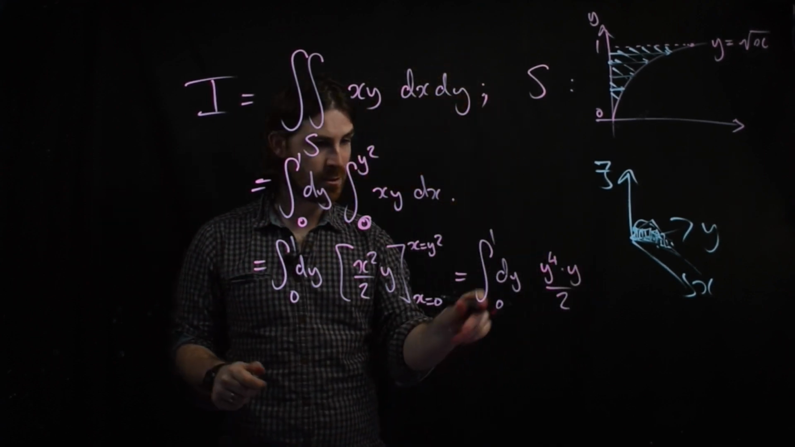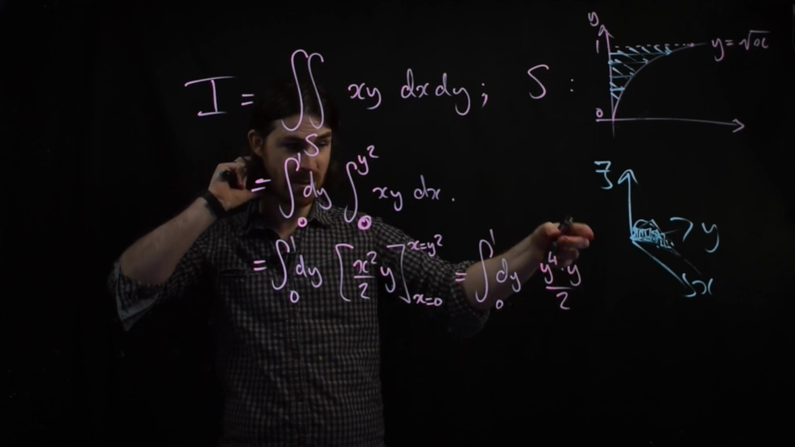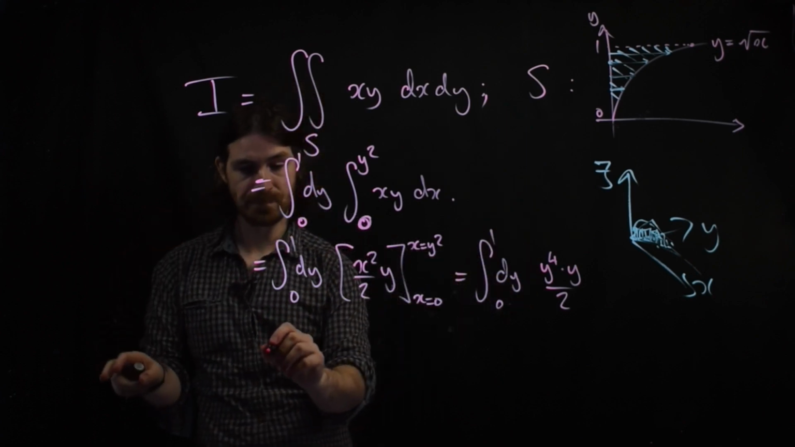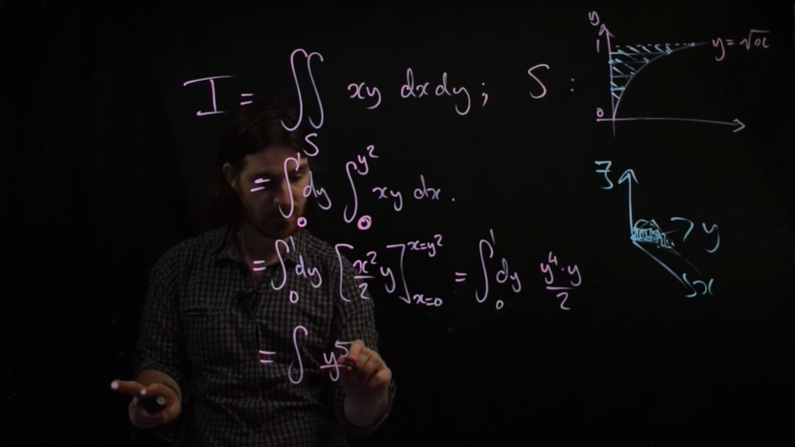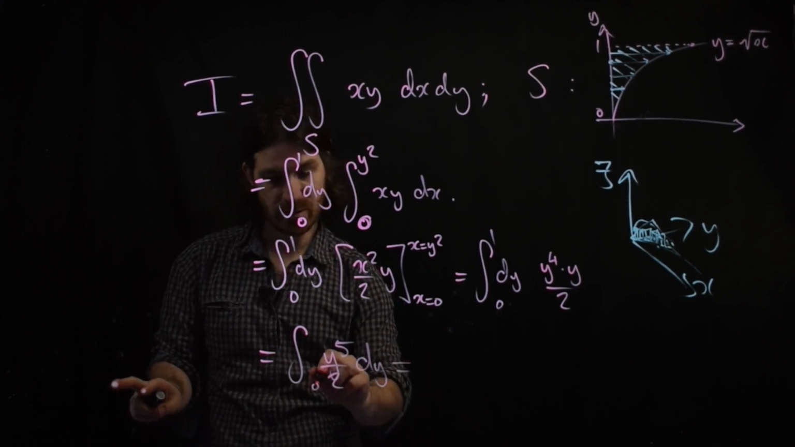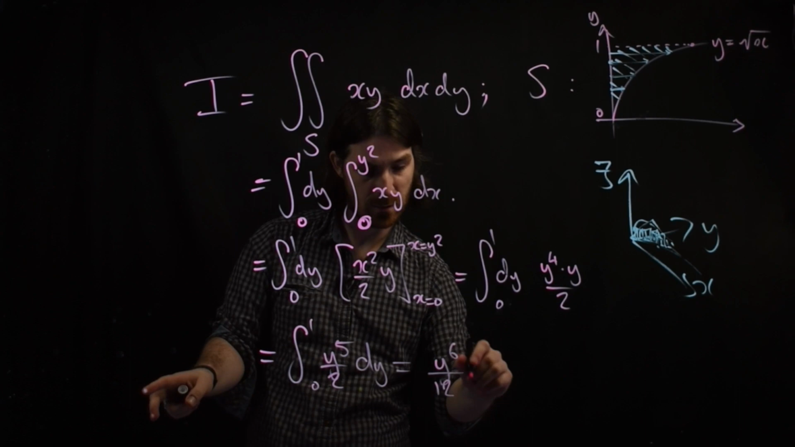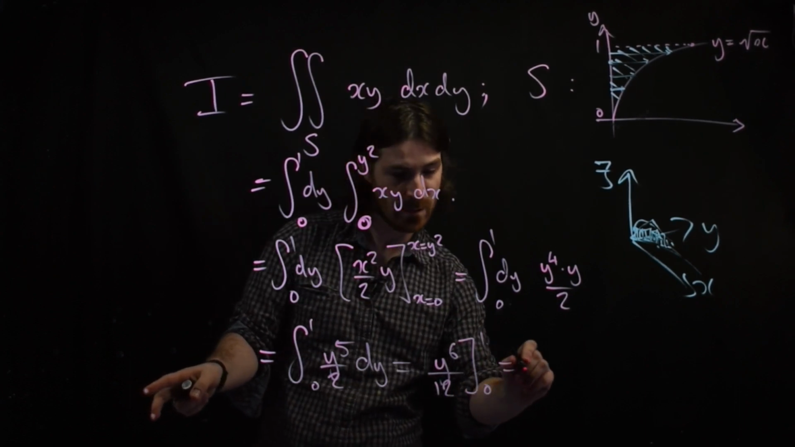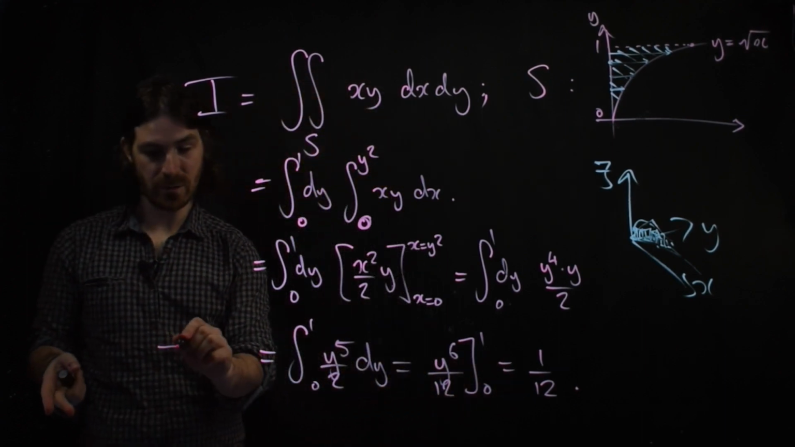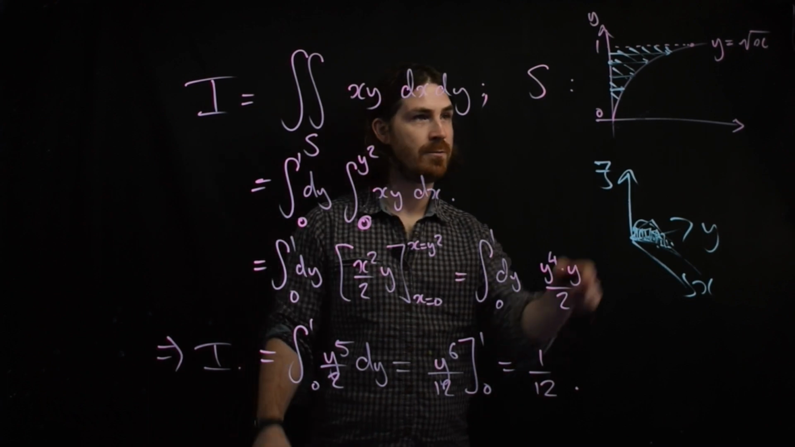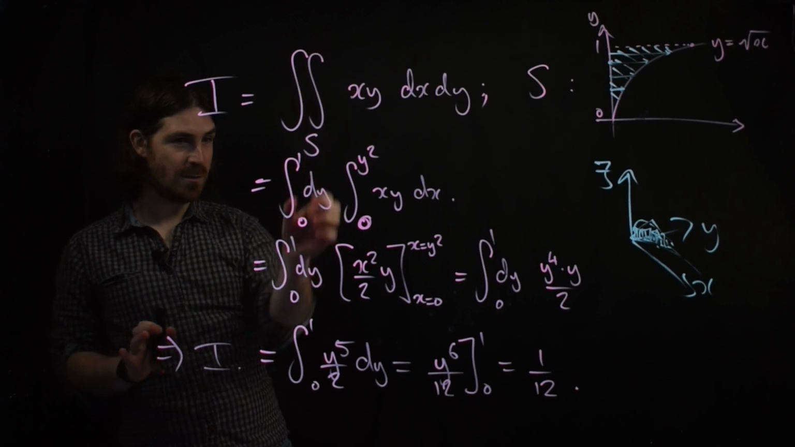Which is just the integral of y to the 5 over 2, which is y to the 6 over 12. Okay, integral of y to the 5 over 2 dy between 0 and 1, which is just y to the 6 over 12. Evaluate it between 0 and 1, and this is 1 over 12. Okay, so this is the volume under the surface defined by this region. So that's defining the region in this way.